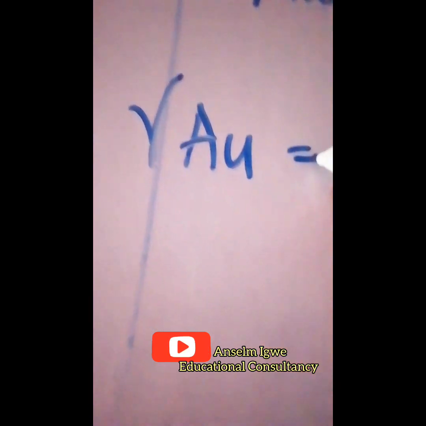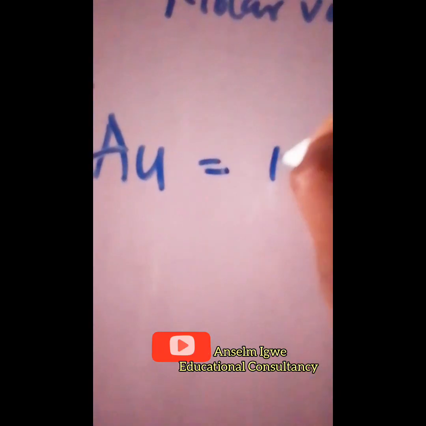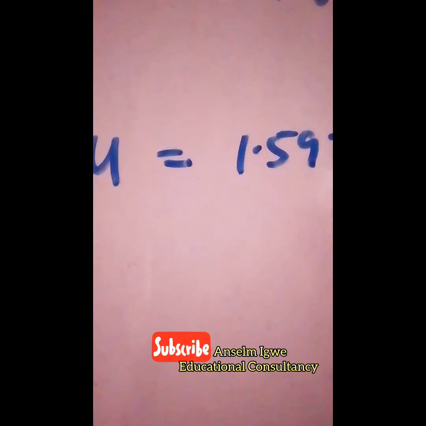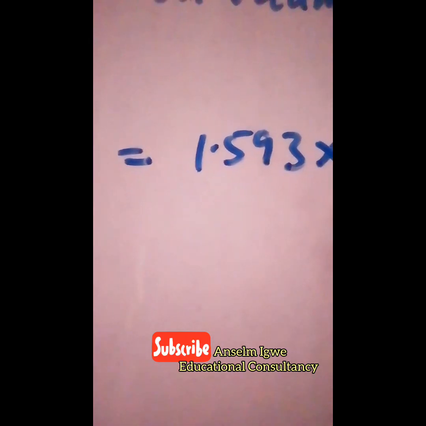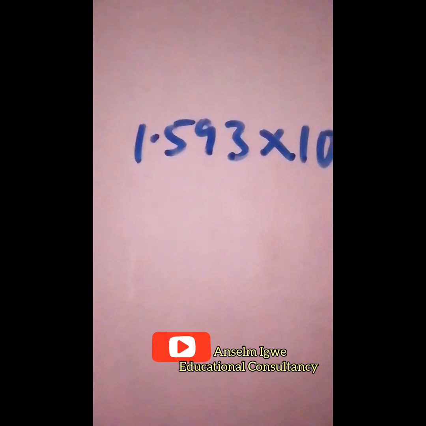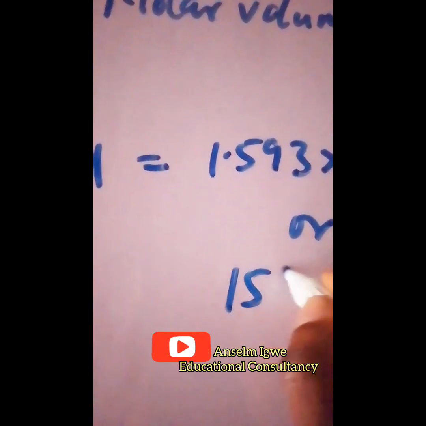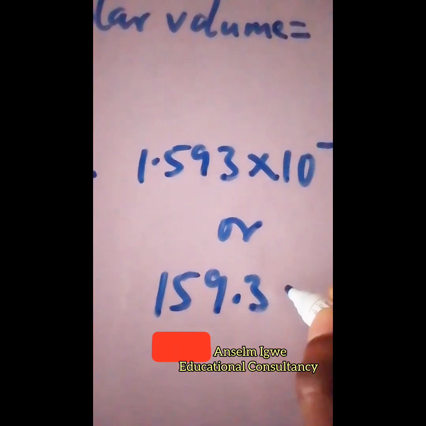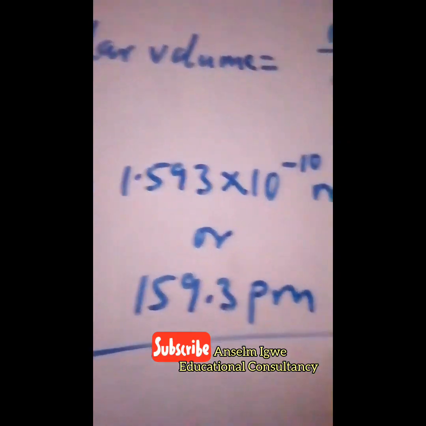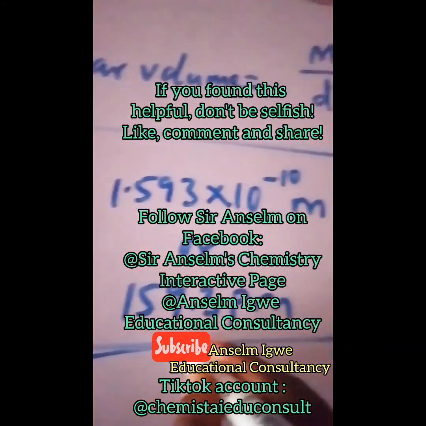So the radius of the gold atom is 1.593 times 10 raised to power minus 10 meter, or 159.3 picometer. This is the size of the gold atom by radius.